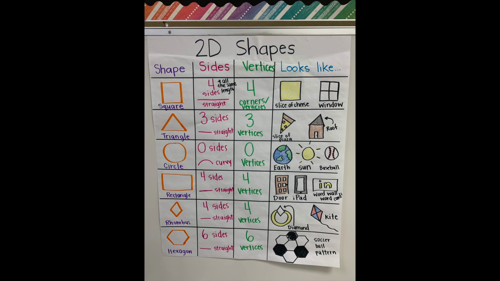Looking at this picture here, and you can pause if you want to look at it for a little bit longer, you can see the number of sides each shape has, the number of vertices, also known as corners, each shape has, and you can see some real life examples of what these shapes look like in real life.